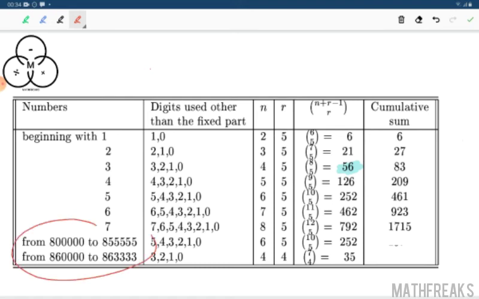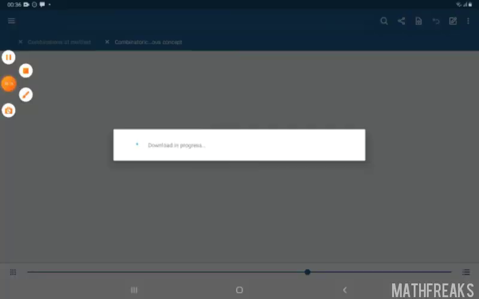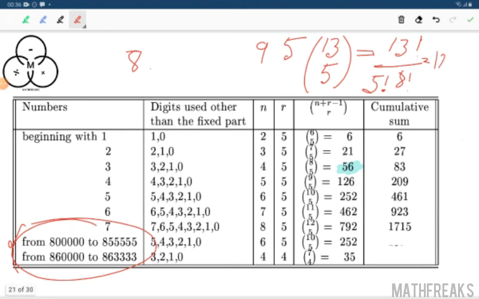Why is this considered? For reaching this conclusion, we have to consider that beginning with 8, digits other than the fixed part, we will have n as 9. r is 5. Using this fact, we can have 13 choose 5, which is equal to 13 factorial over 5 factorial 8 factorial. That you can calculate. I am using the calculator. This is 1287.